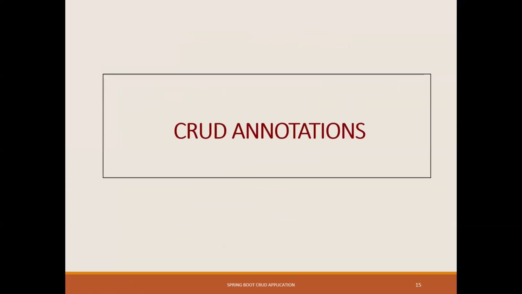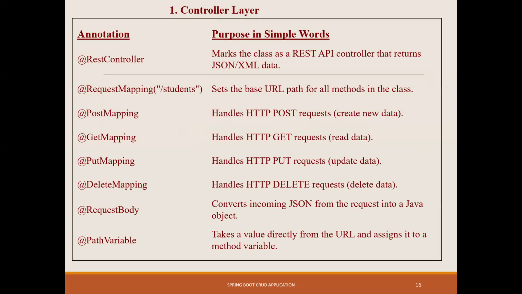Let us describe very briefly about CRUD annotations. So in the controller layer, we have a list of annotations. First one, @RestController. This will mark the class as a REST API controller that returns JSON or XML data. Next one, @RequestMapping followed by the endpoint students. This sets the base URL path for all the methods in the class. PostMapping handles HTTP post requests, that is, we are going to create new data.